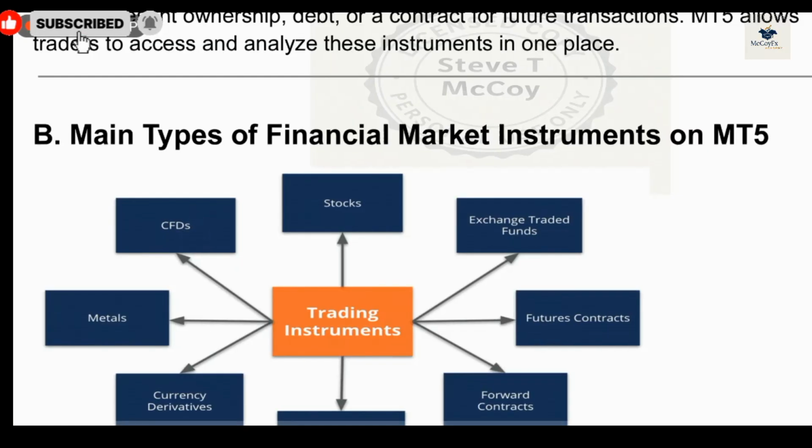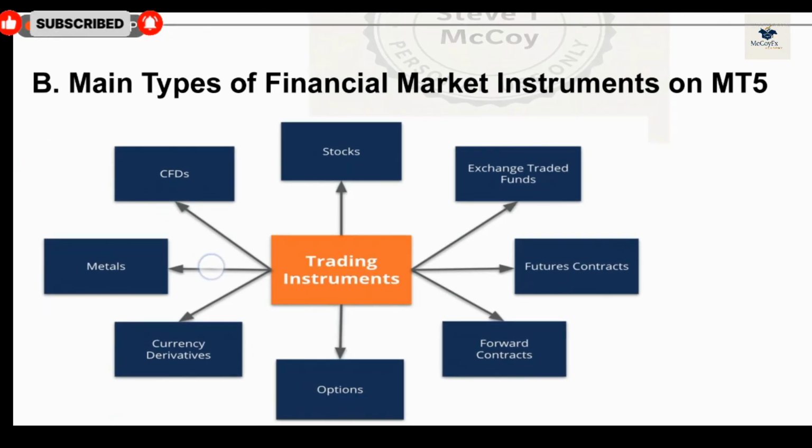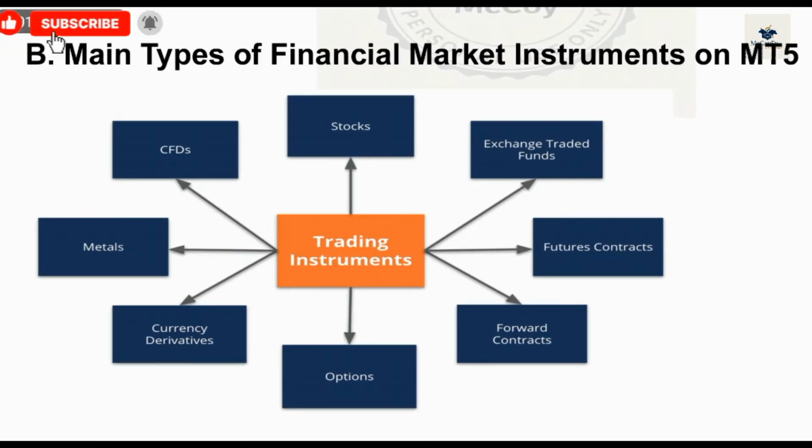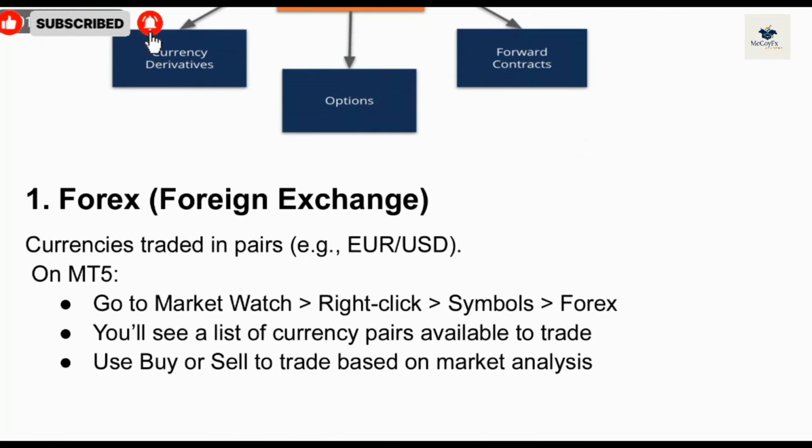B, main types of financial market instruments on MT5. If you look at the diagram, you can see we have trading instruments, we have stocks, we have exchange traded funds, we have futures, we have futures contracts, we have forward contracts, we have options, we have currency derivatives, we have metals, CFDs. So now let's discuss them one by one.